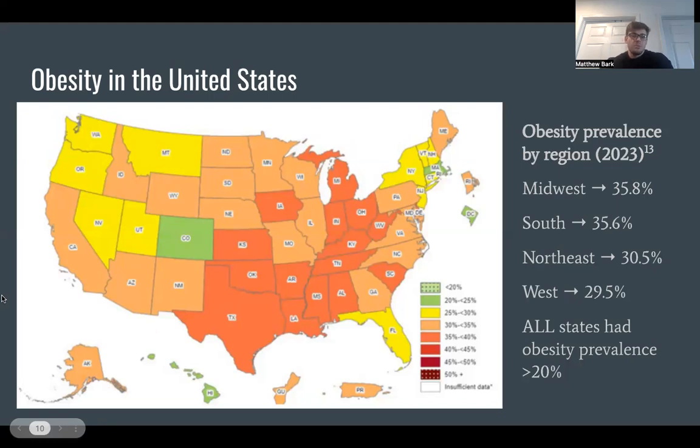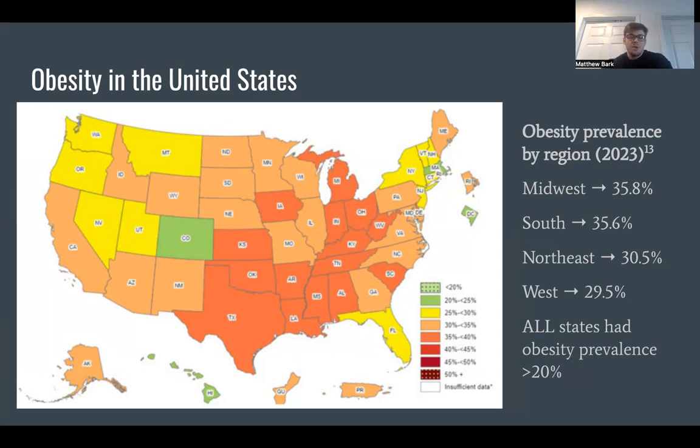This graphic shows obesity prevalence in the United States. In the United States, the Midwest and the South have the highest obesity prevalence amongst all regions. This is seen on the graph as most of the red indicating higher obesity prevalence is found amongst southern states.